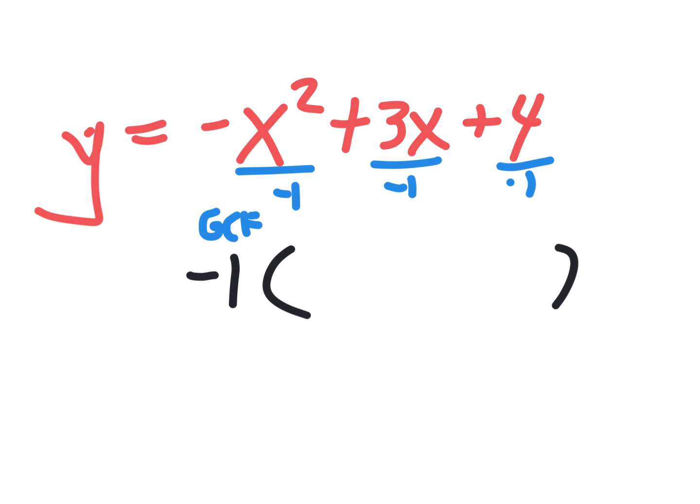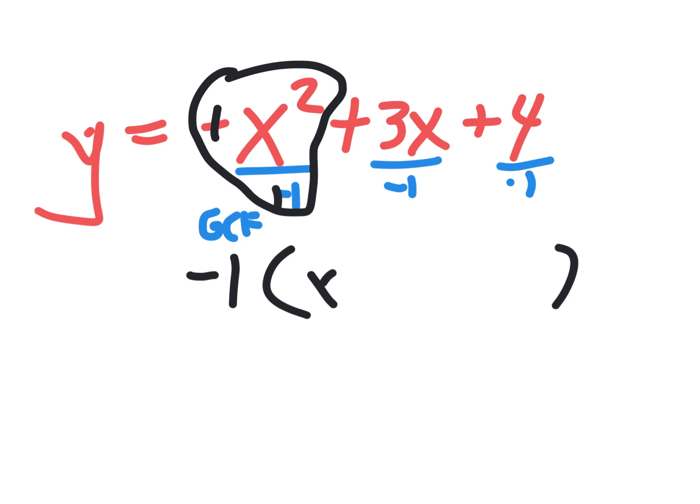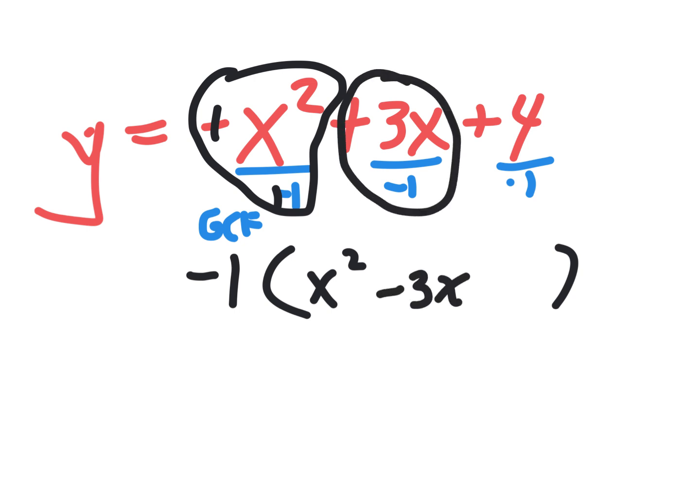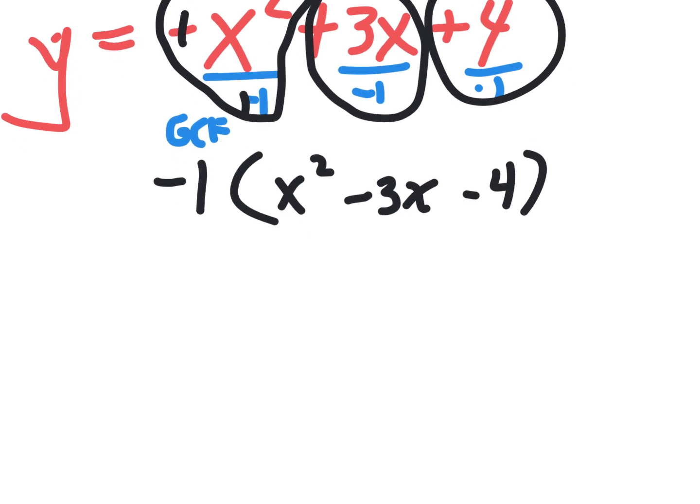Okay, so here's how you do it. You divide them all by negative 1. What's a negative divided by a negative? They just cancel. And then dividing by a 1 doesn't really do anything, so it's just x squared. All you're really doing is making them all opposites. Minus 3x instead of plus 3x. Minus 4 instead of plus 4. And then it factors again.